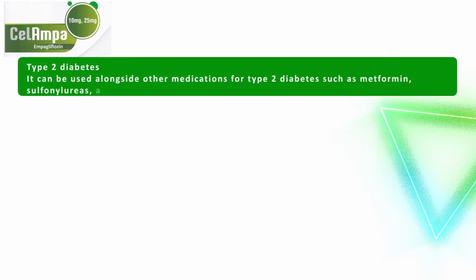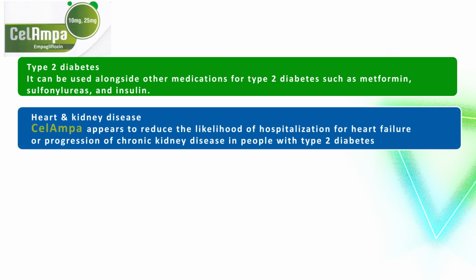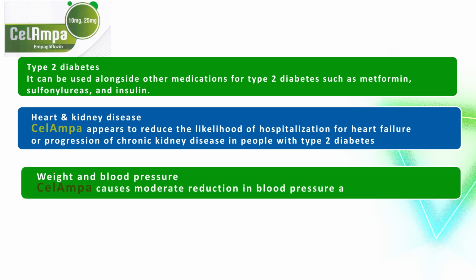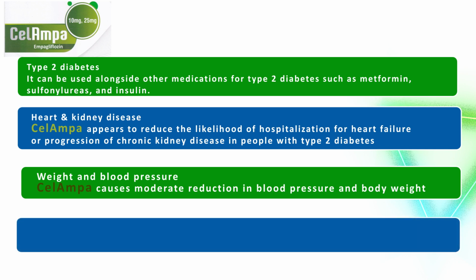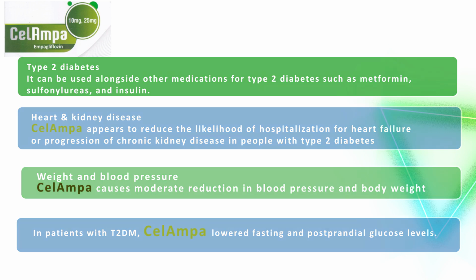Type 2 diabetes. It can be used alongside other medications for type 2 diabetes, such as metformin, sulfonylureas, and insulin. Heart and kidney disease. It appears to reduce the likelihood of hospitalization for heart failure or progression of chronic kidney disease in people with type 2 diabetes. Weight and blood pressure. It causes moderate reduction in blood pressure and body weight. In patients with T2DM, it lowered fasting and postprandial glucose levels.